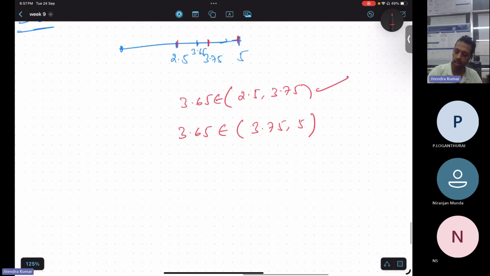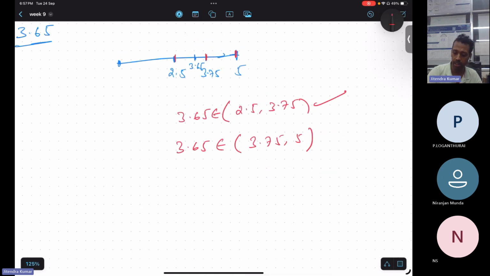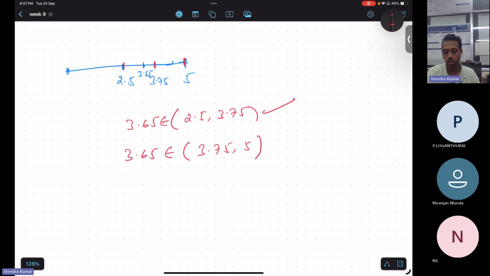Now the first one is selected, then again it will divide by 2. So what comes between 2.5 and 3.75? We have to calculate 2.5 plus 3.75 divided by 2. So now we get 3.125. So it will replace 2.5 with 3.125. Okay, now 3.65 lies between 3.125 and 3.75, right?